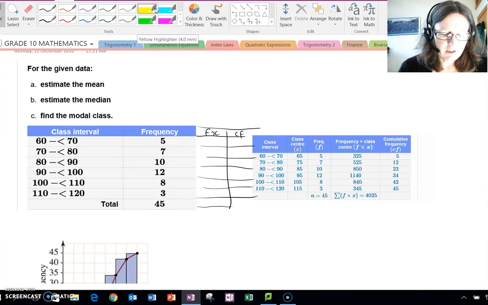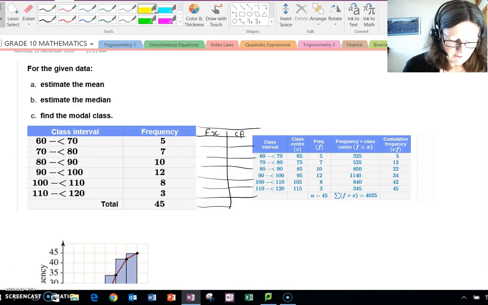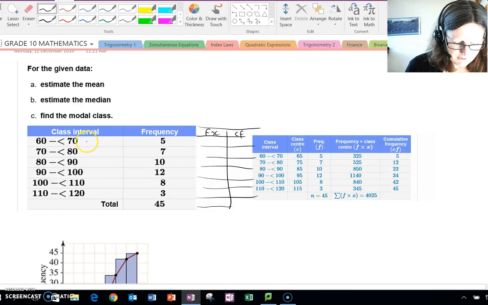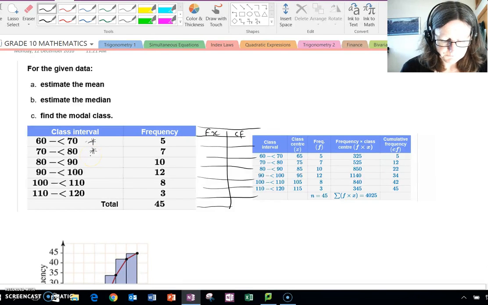Okay, we're going to look at the mean, median and modal class from grouped data. Now, remember for grouped data, we have a large spread of scores, and so rather than have a really long table, a really big frequency distribution table, we group scores into classes. So scores above 60 up to and including 70 go in this class. Scores above 70 up to including 80 go in this class, etc.